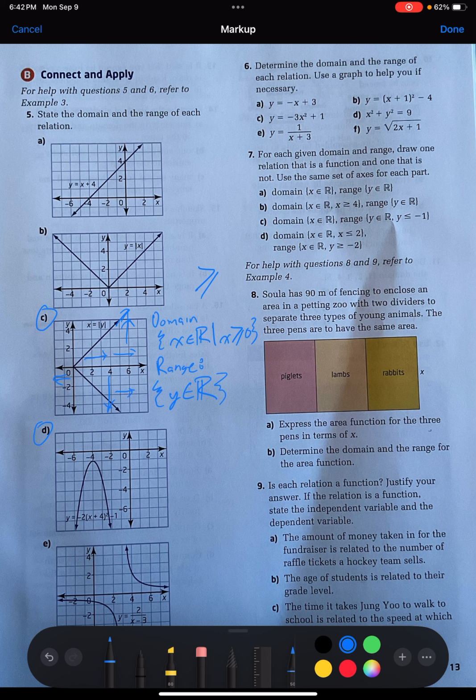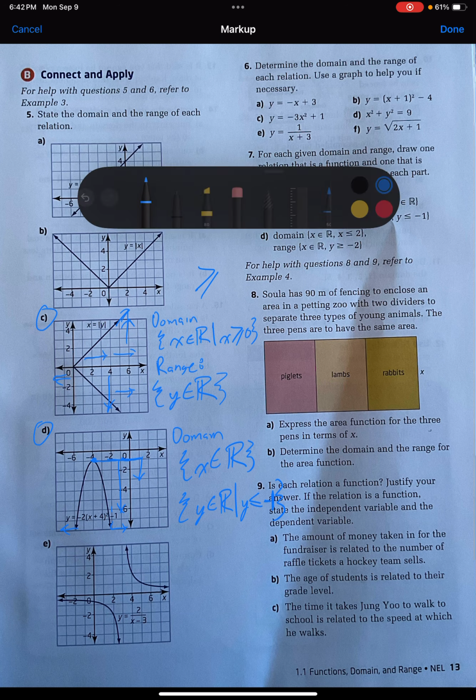Okay, let's look at D. Look at the y values. Sorry, let's look at the x values. It essentially goes in every direction. So the domain is the set x element of real numbers. And the range, actually, it's y element of real such that y is less than or equal to, right here, -1. Okay?